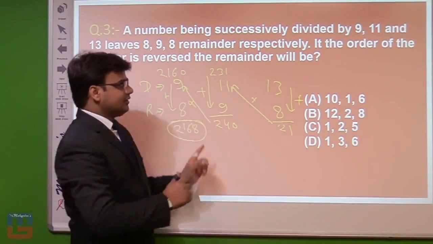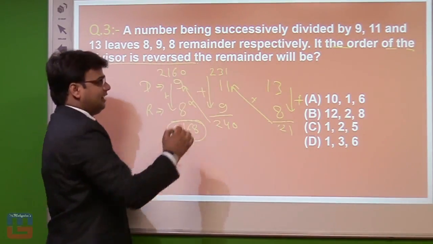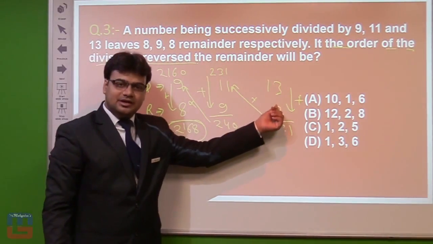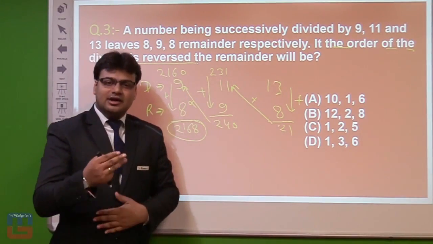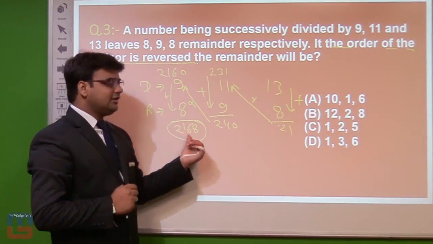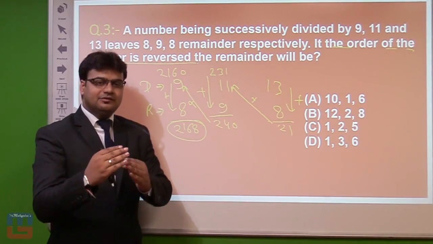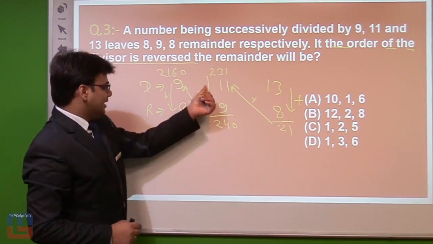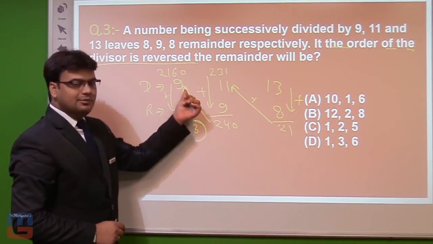Here the condition changes. If the order of the divisors is reversed, that means first we divide by 13, then 11, then 9. Then what is the remainder? That means 2168 is divided by 13. Then check what remainder. Then the dividend we divide by another divisor 11. Take the next dividend, we divide by 9.